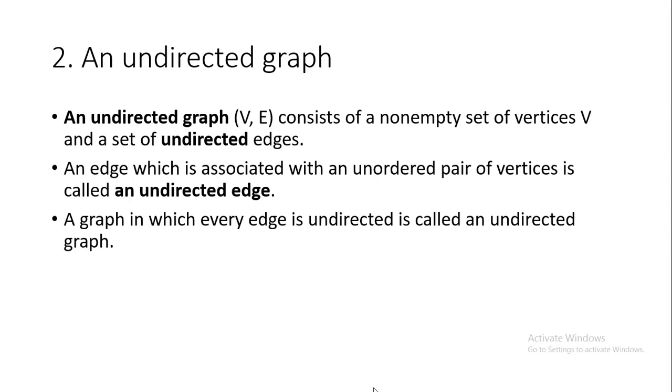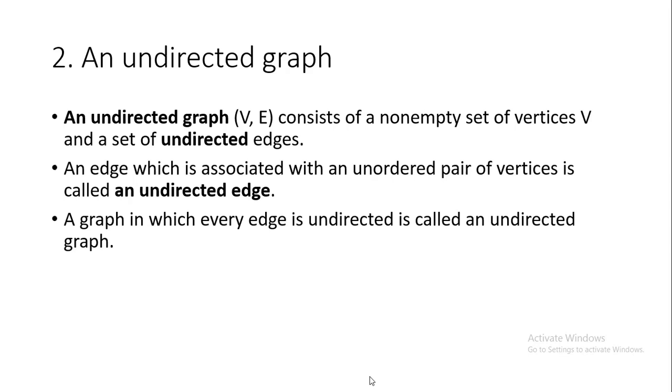Similarly, an edge which is associated with an unordered pair of vertices is called an undirected edge. Then in case of the directed edge, an edge which is associated with an ordered pair of vertices. So see here, there is a difference between the undirected and directed. In directed, an ordered pair, but in undirected there is an unordered pair.